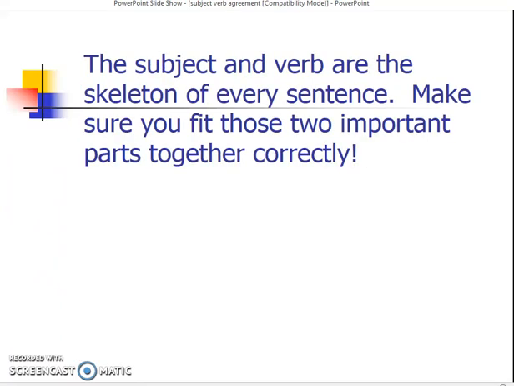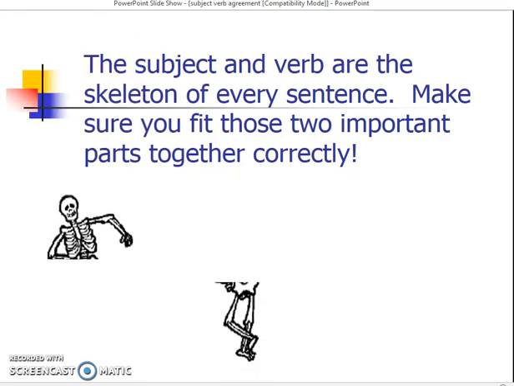Okay, remember, the subject and the verb are the skeleton of every sentence, and you want to make sure that you put the two of them together correctly.